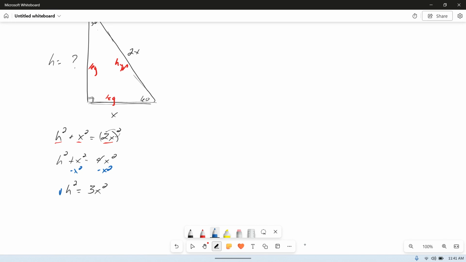The next step will be to take the square root of both sides. And if I'm taking the square root of 3x squared, that's the same as the square root of 3 times the square root of x squared.